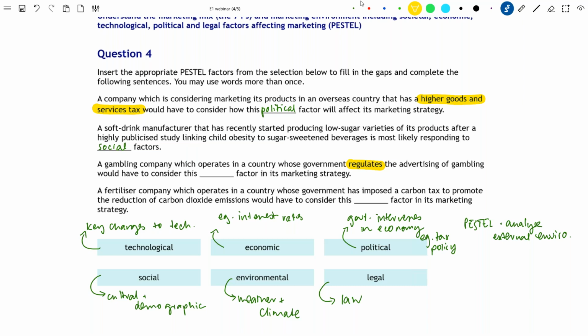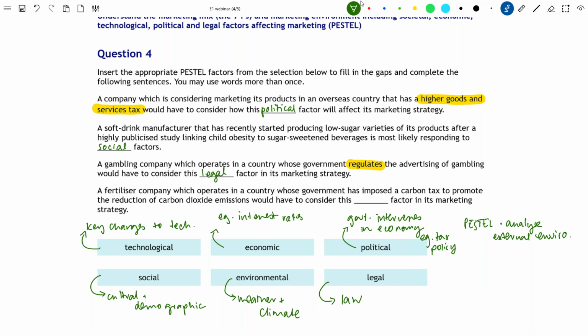So even though in this scenario we've got a government involved, this political body, we're actually talking about the regulation that this company is going to have to abide by in its marketing strategy. So this is going to be a legal factor that it has to abide by. So this one is legal.